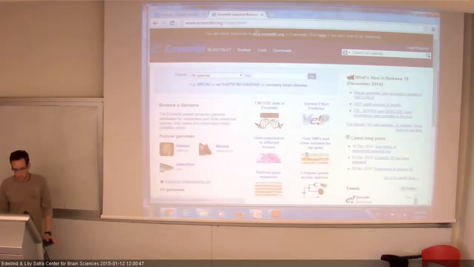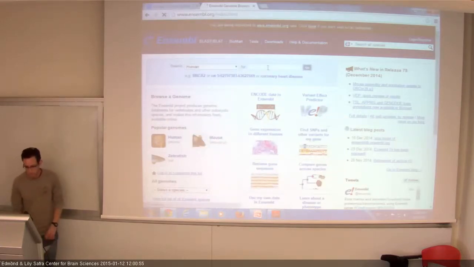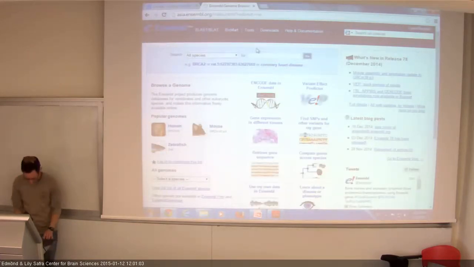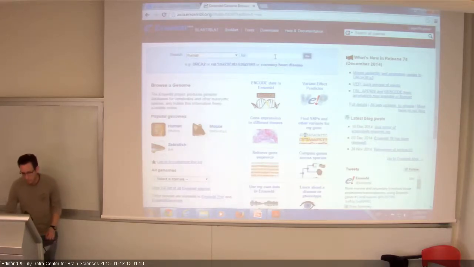Okay, so you can go into this website, choose your favorite species, let's choose human. And because we studied the amyloid precursor protein, let's have a look at the structure of this gene. So we uploaded all species again. Let's use humans. Then APP. So of course you have the sequence here and the exon structure.